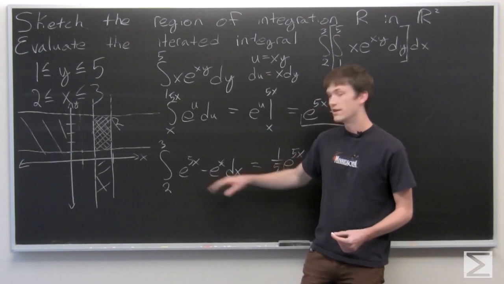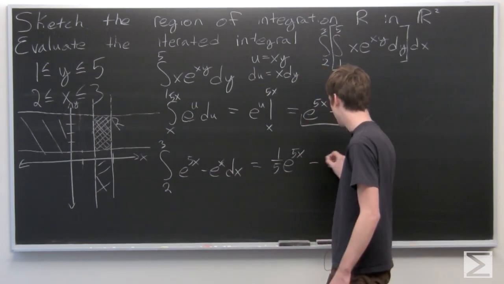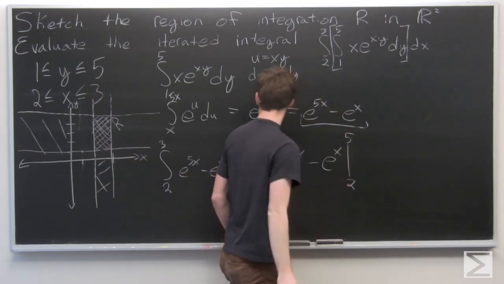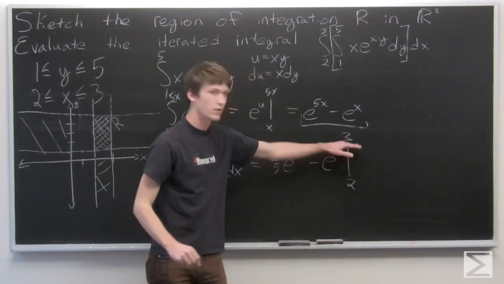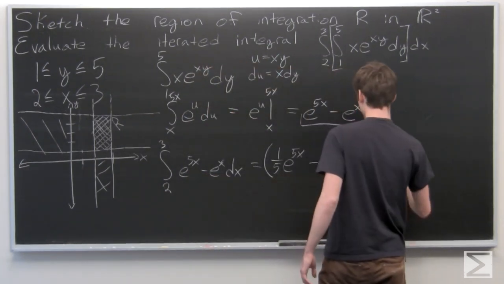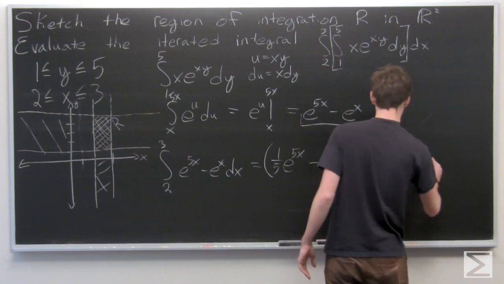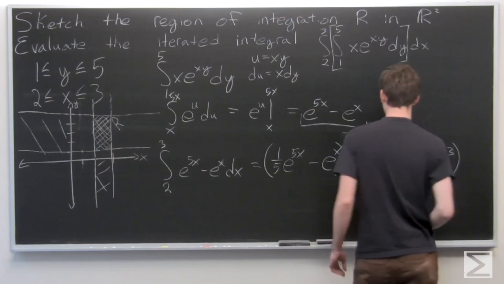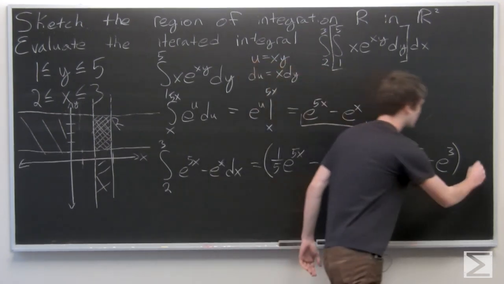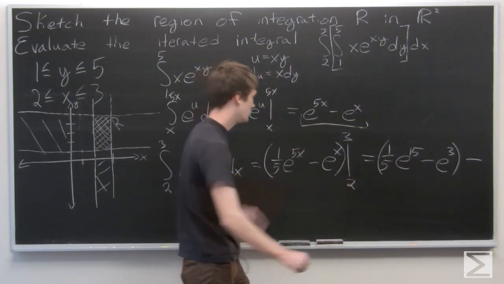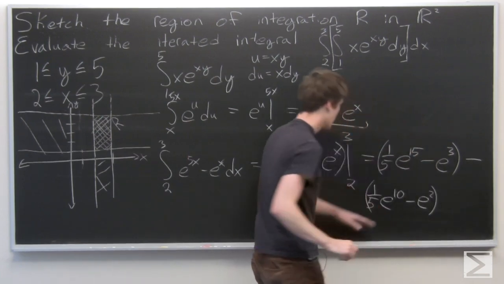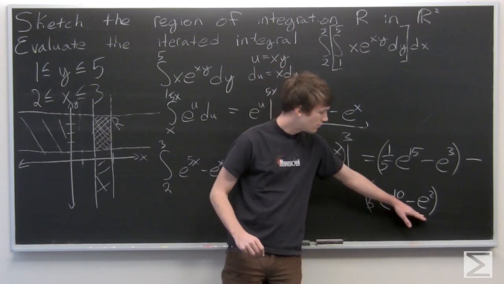And then we know that the integral of e to the x is just e to the x, so minus e to the x, and then we're evaluating this from 2 to 3. So we can go ahead and calculate this, and we get, when x is equal to 3, 1/5 e to the 15th minus e to the 3rd. And then when x is equal to 2, we take minus the quantity 1/5 times e to the 10th minus e squared.